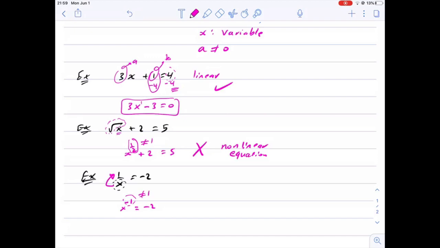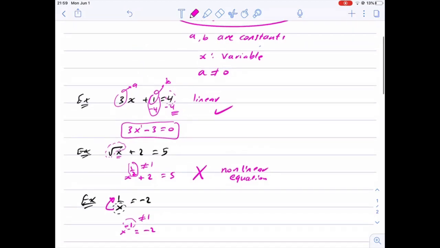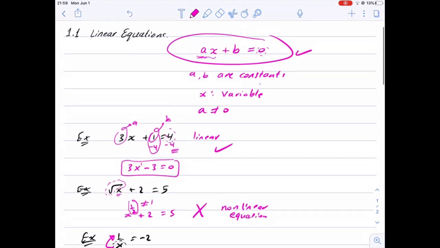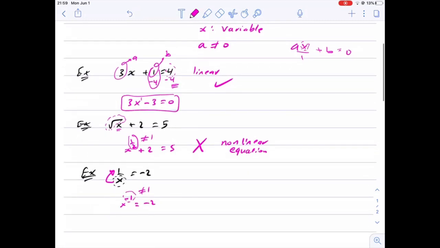Or if you don't want to deal with powers, you can simply say that since the standard form contains x in the numerator, if we imagine that this is ax over 1 plus b equals 0, the x is not in the denominator, but here x is in the denominator. So that means it's non-linear, not a linear equation.